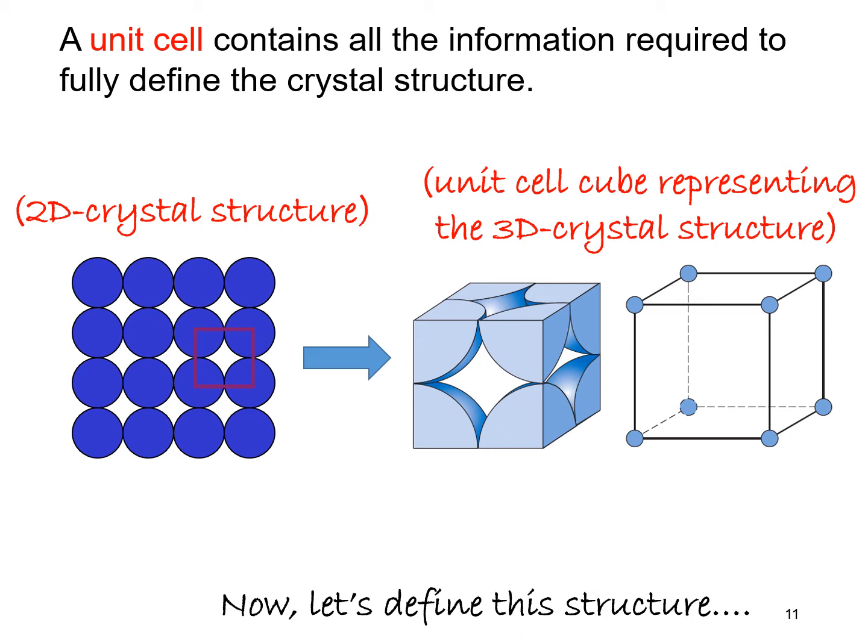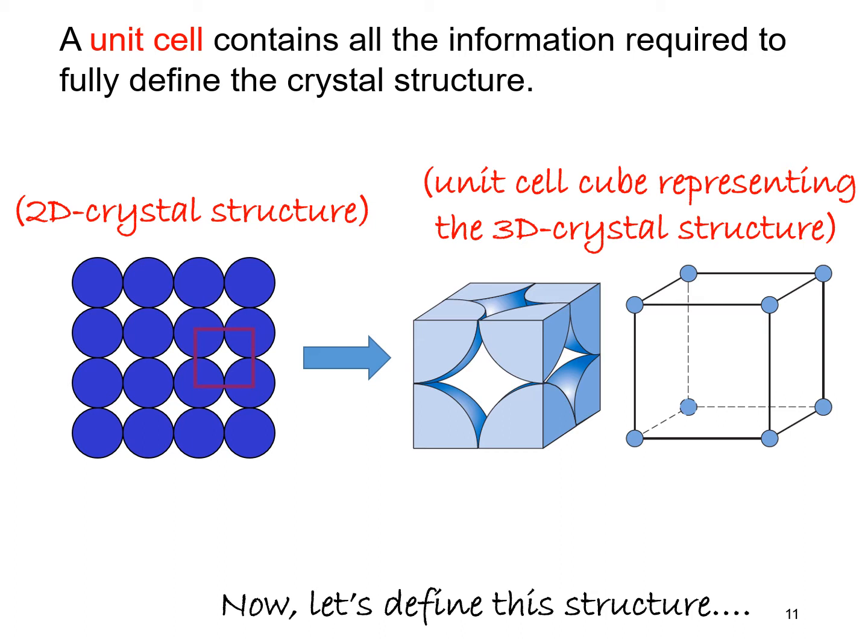This contains all the information required to fully define the crystal structure, and we don't need to define every atom. We're picking a portion of this crystal, and we're going to define it in such a way that it is repeated throughout the material. How might we represent this structure? What is the smallest cutout of the structure that contains all this information? What is this unit cell?